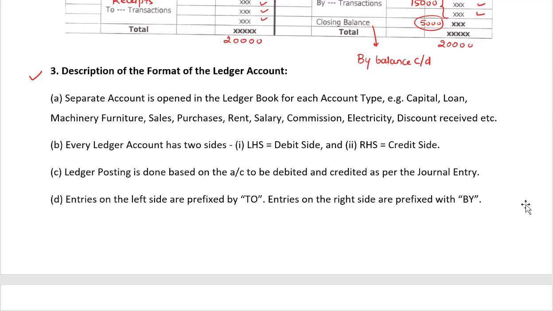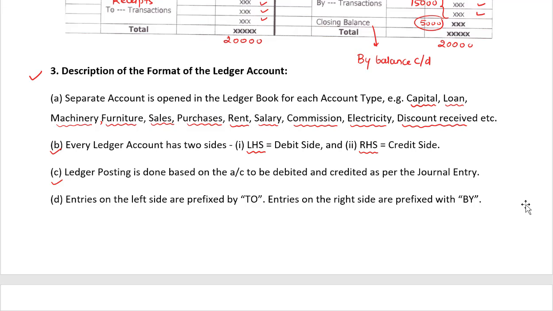Description of format of ledger accounts. A separate account is opened in the ledger book for each type of account, that is capital, loan, machinery, furniture, sales, purchases, rent, salary, commission, electricity, discount received, etc. Every ledger account has two sides. Left hand side, that is debit side, and right hand side, that is credit side.